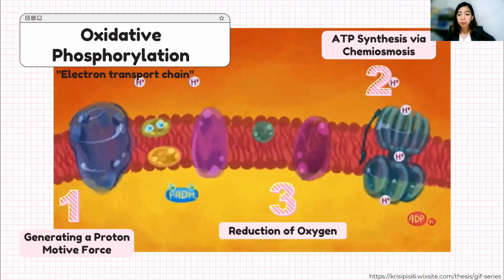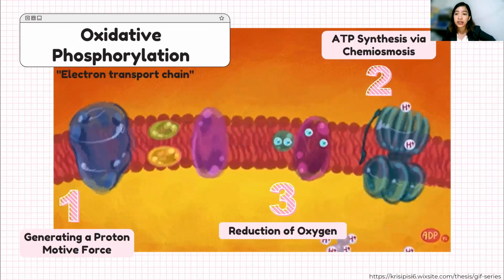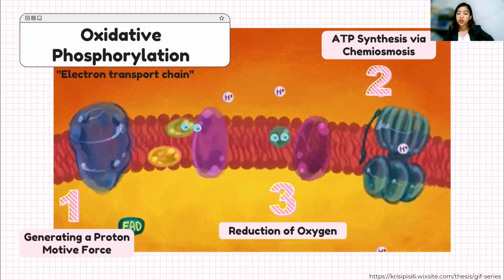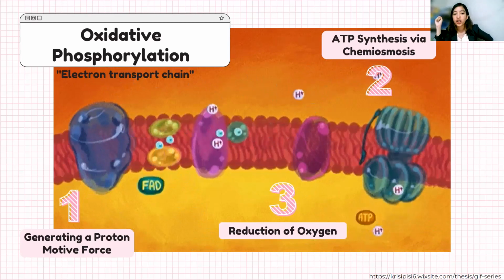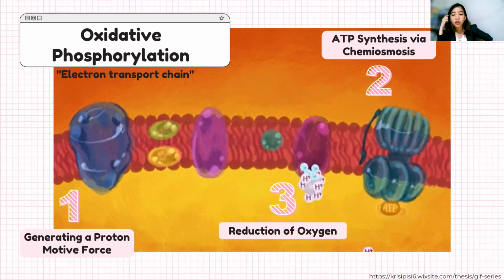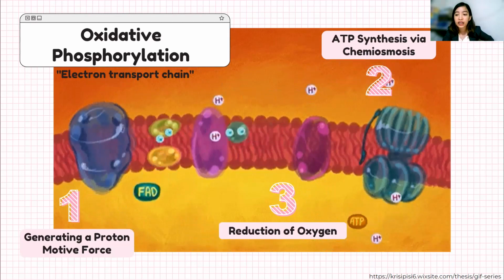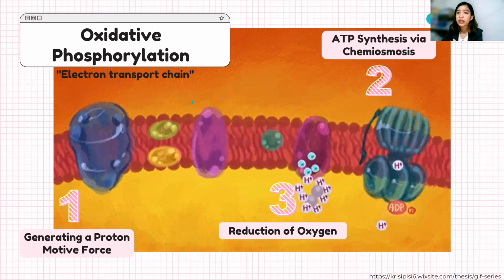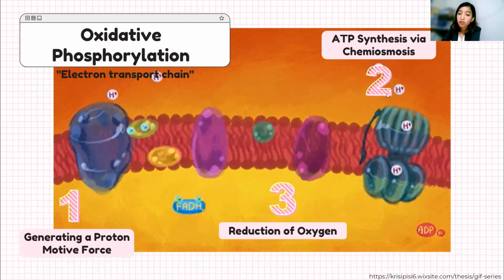So, yung electron transport chain releases yung energy stored within the reduced hydrogen carriers in order to synthesize ATP. And pwede rin natin siyang tawagin na oxidative phosphorylation dahil habang nagkakaroon ng oxidation ng hydrogen carriers, ay nagkakaroon tayo ng production ng ATP. And itong oxidative phosphorylation or electron transport chain occurs in 3 different steps. First is the generating of a proton motive force. Next naman is the ATP synthesis via chemiosmosis. And lastly, the reduction of oxygen.